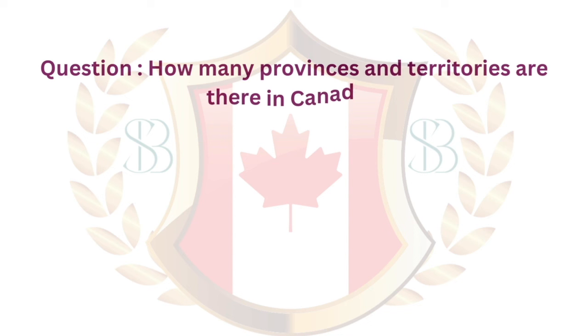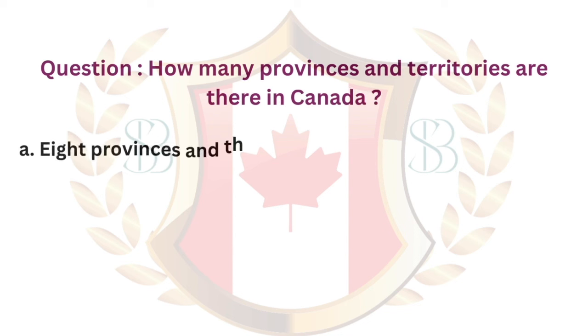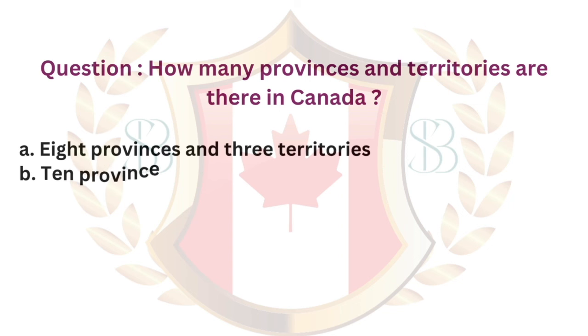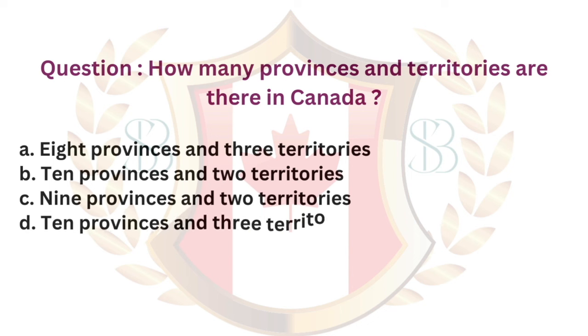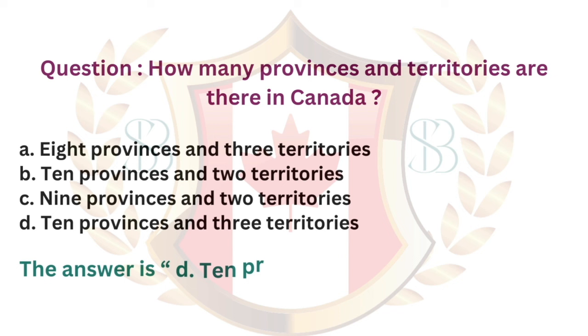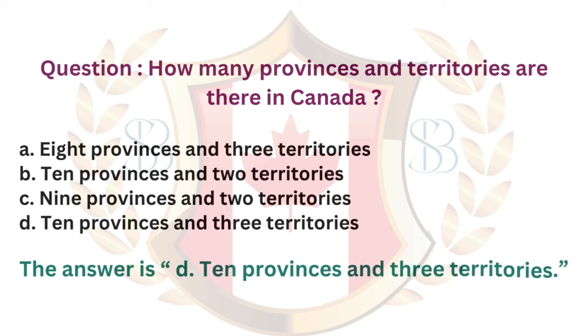Question. How many provinces and territories are there in Canada? A. 8 provinces and 3 territories. B. 10 provinces and 2 territories. C. 9 provinces and 2 territories. D. 10 provinces and 3 territories. The answer is D. 10 provinces and 3 territories.